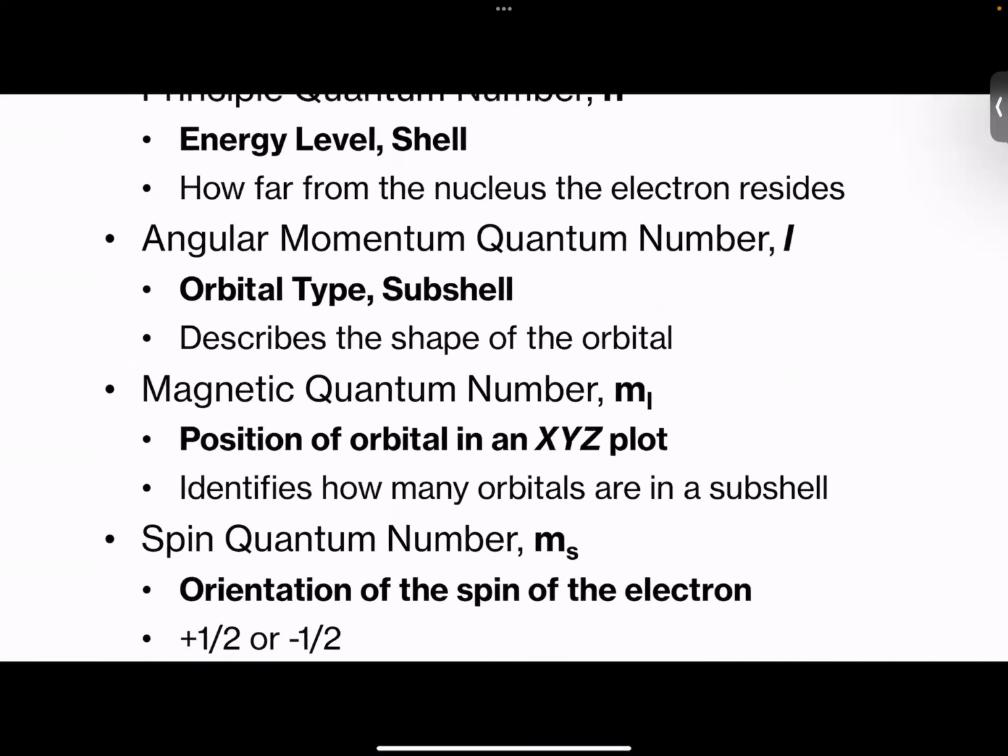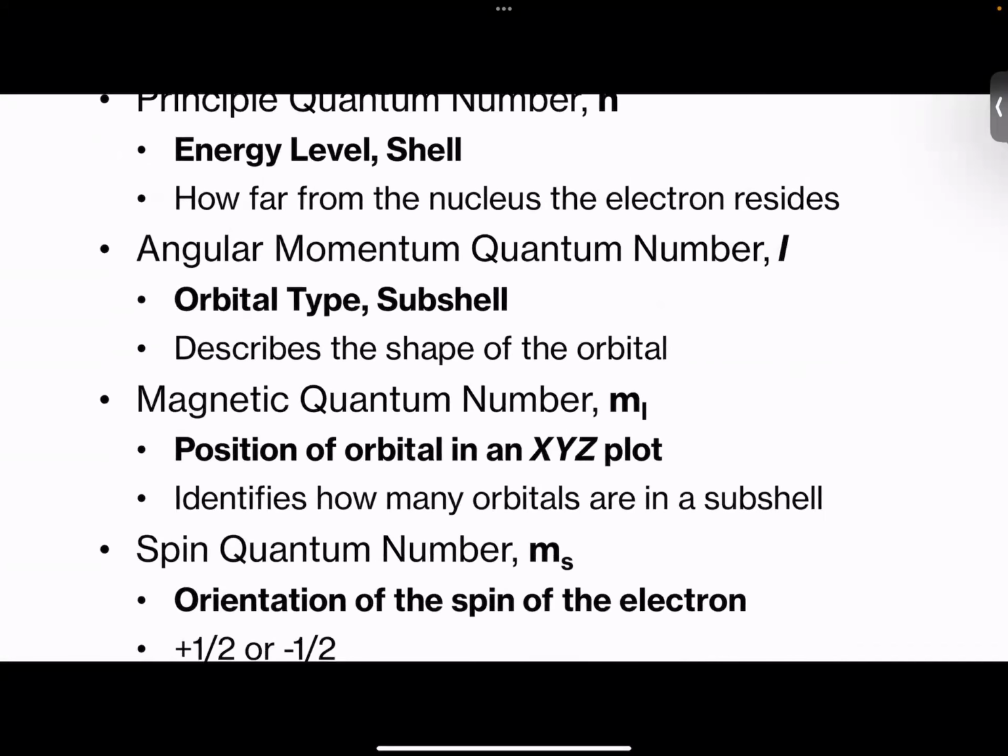The third quantum number is known as the magnetic quantum number. It is represented with a lowercase m sub L. This tells you where on the XYZ coordinate plane you're most likely to find the electron. It tells you the specific orbital in the subshell where you're most likely to find that electron.